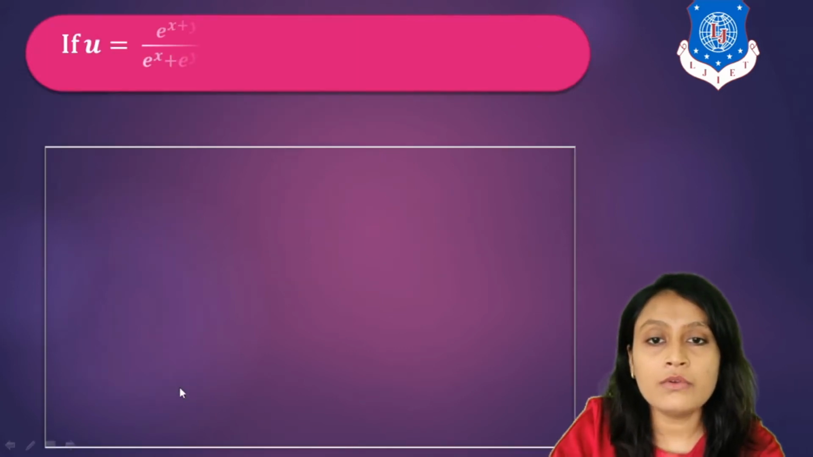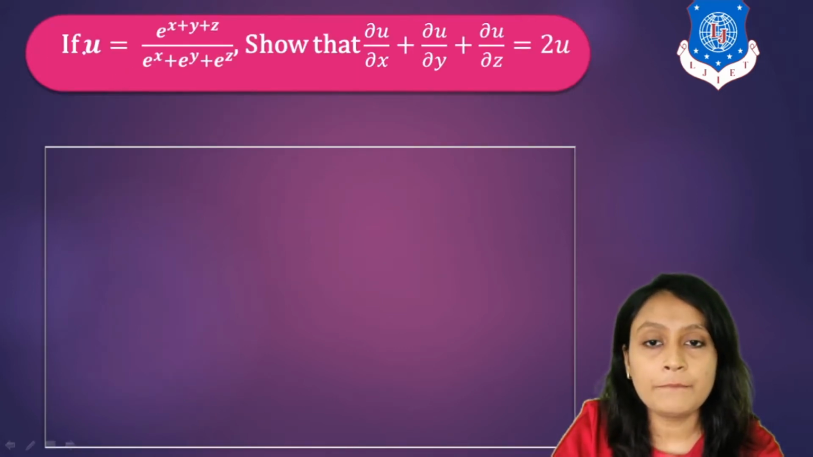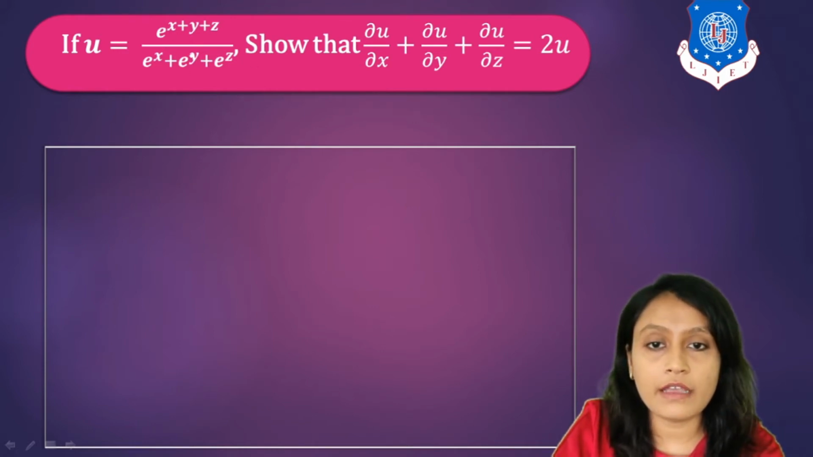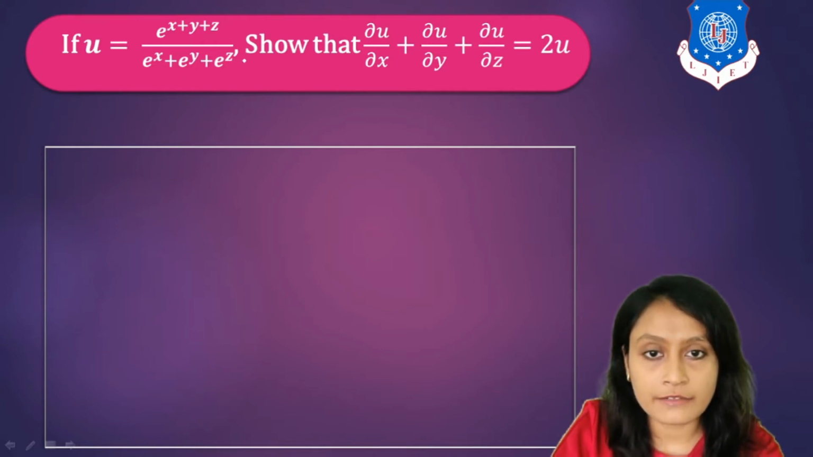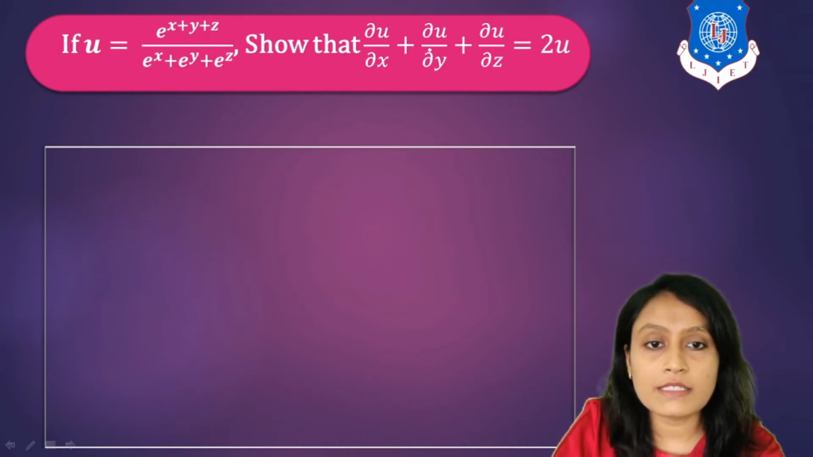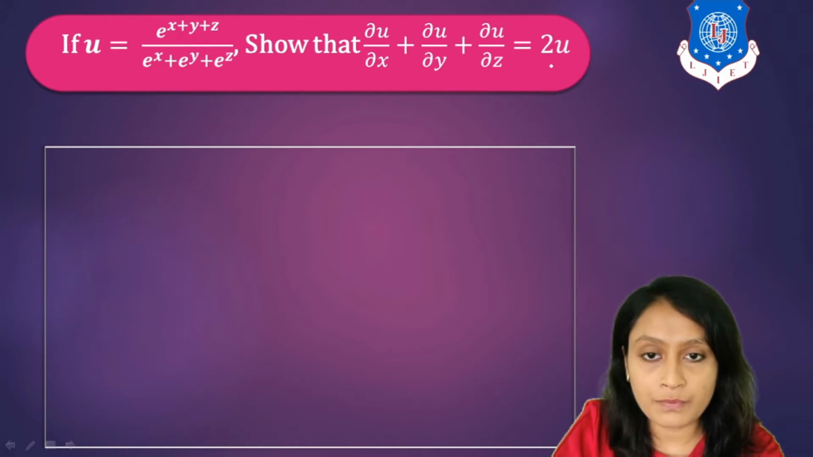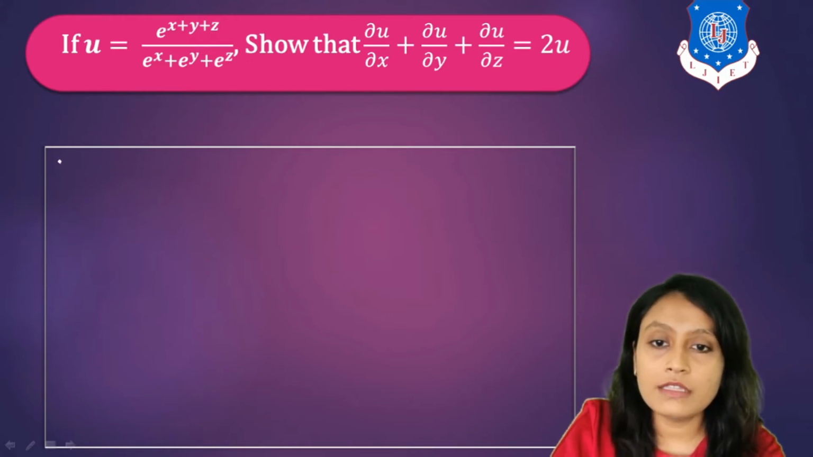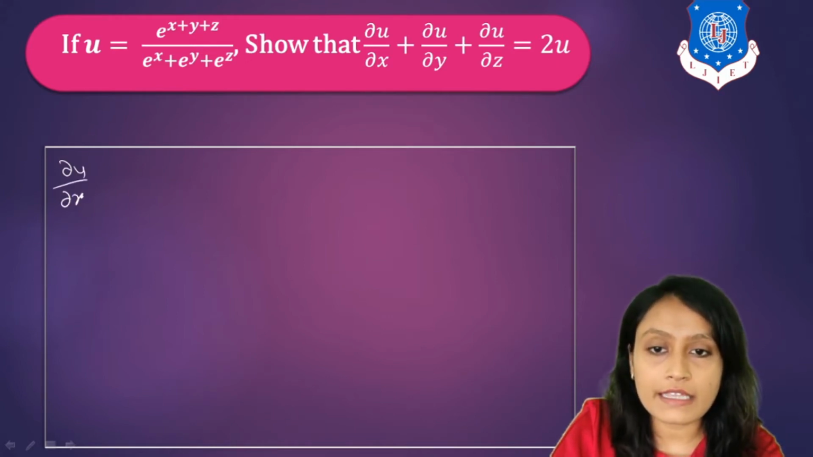Okay, so now let's begin with the example. If u is equal to the given function, that is e raised to x plus y plus z upon e raised to x plus e raised to y plus e raised to z, we have to show that del u by del x plus del u by del y plus del u by del z is equal to 2u, right? So let's begin with del u by del x.